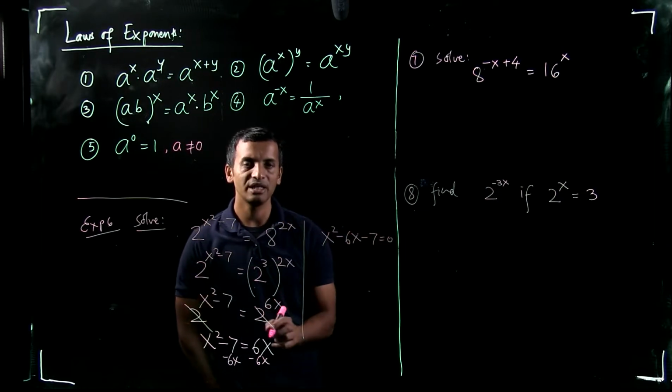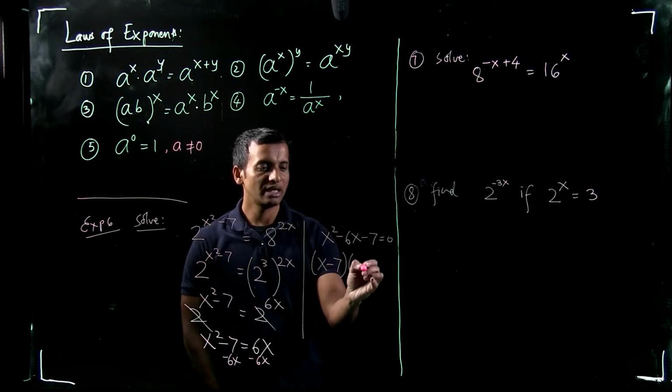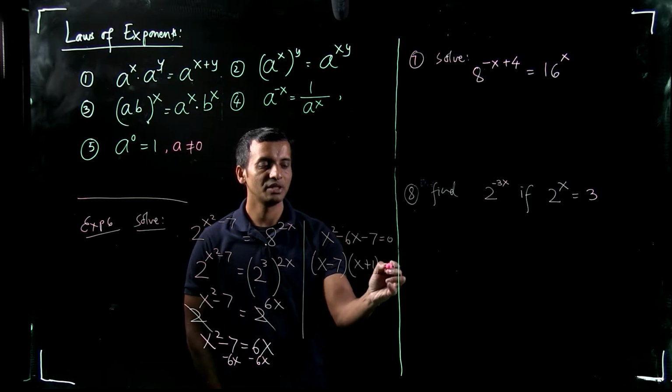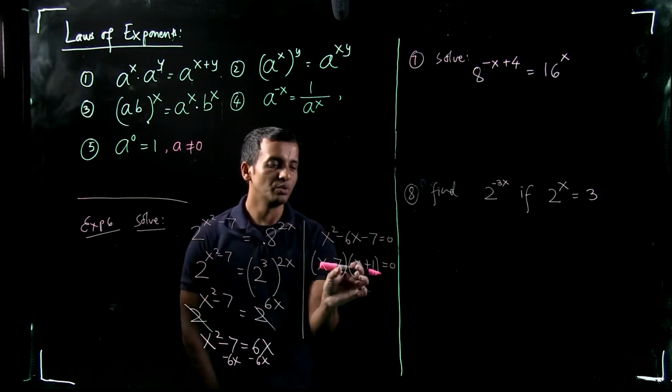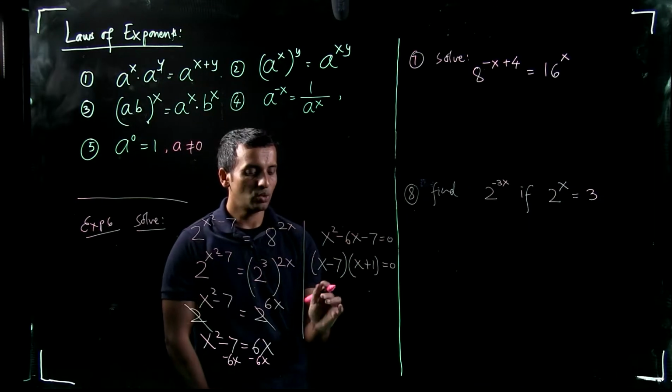Can you get the two factors for this? So x minus 7 and x plus 1 equals 0, right? When you multiply, you get negative 7. When you add, you get negative 6. Okay, so what are the values?